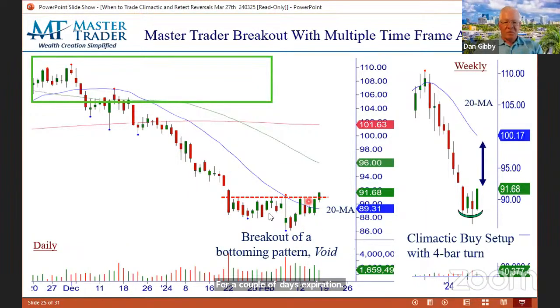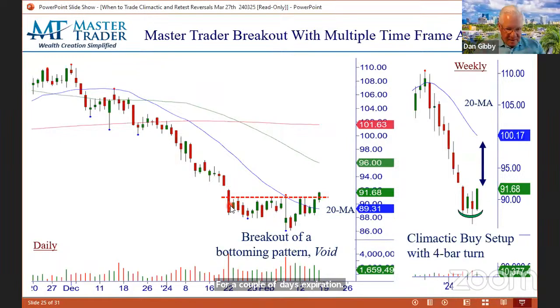Now this one, the daily is not a climo. I'm not showing you that. The weekly is a climo with a four bar turn. Go back to that earlier slide. But I'm using my daily charts for my entry, which was a breakdown failure breakout. So this is a beautiful example of multiple time frames in alignment.